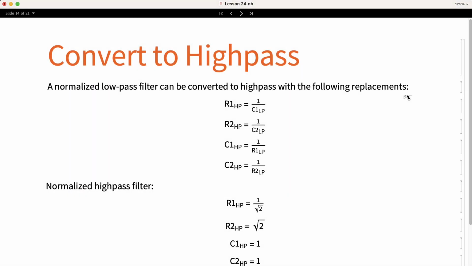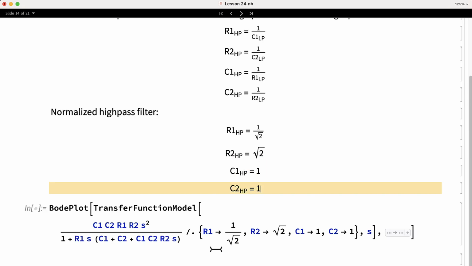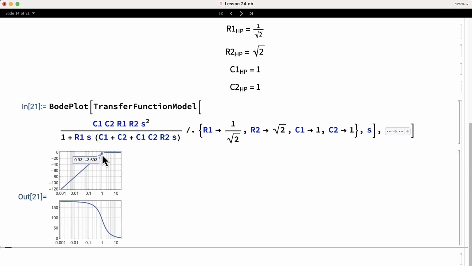The next step will be converting the normalized low-pass filter to high-pass. In this example, we will convert the filter so we can see the result. If you need a low-pass, you can skip this step. Doing this is very easy. We simply need to perform the following value replacements. The resistance R1 for the high pass will take the value from capacitor C1. Resistor 2 takes the value from the capacitor C2. The capacitors take the value from the resistors. These are the new component values for the high pass filter. We can plot the transfer function of the high pass filter with the new values and corroborate that it is now a high pass filter with a cutoff frequency of 1 radian per second.